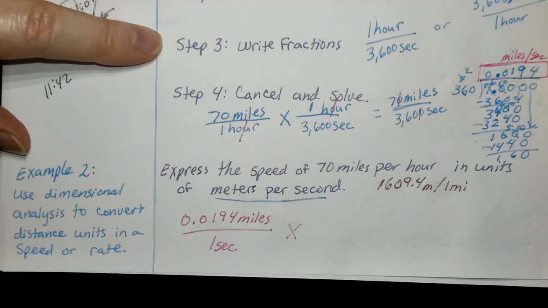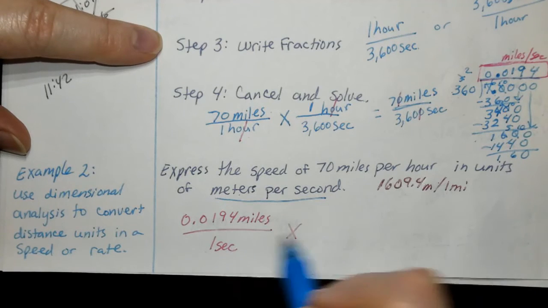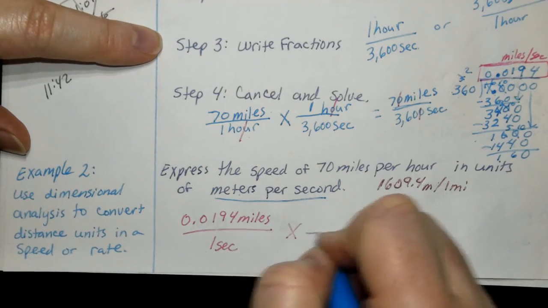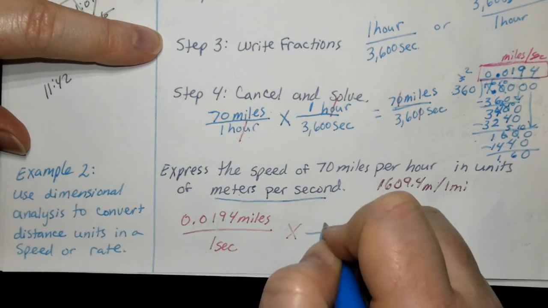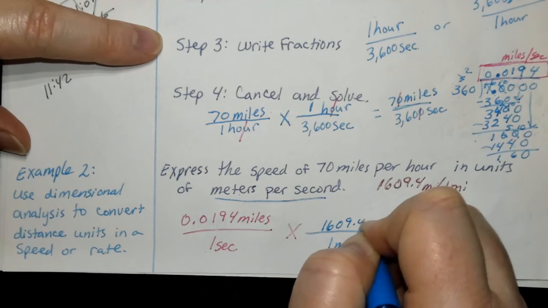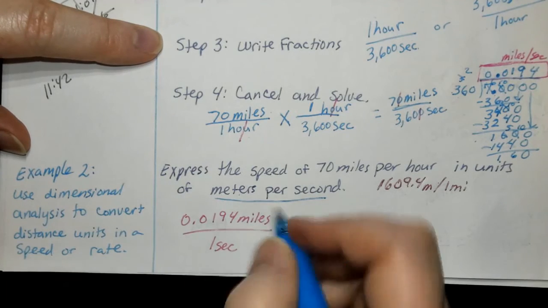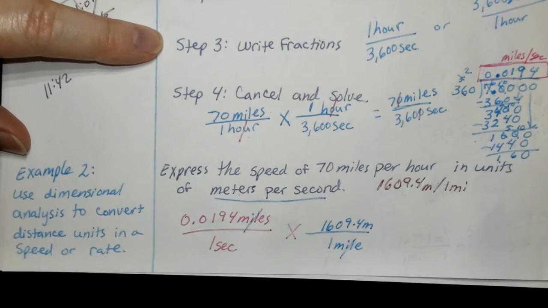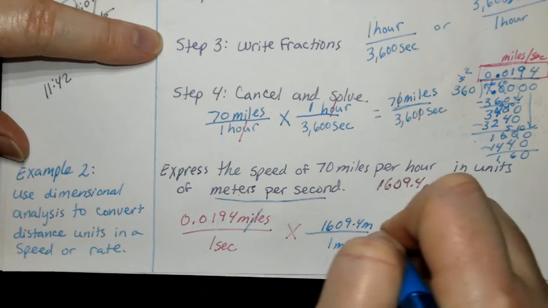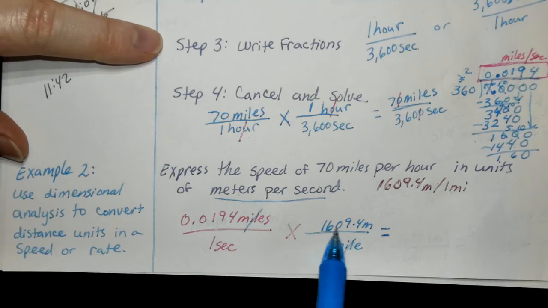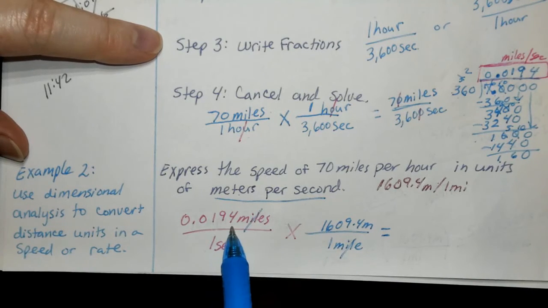So I need to set that up in a fraction to where I can cancel out my miles. So I'm going to have 1 mile on the bottom and 1609.4 meters on the top. Miles and miles are going to cancel because they're diagonal and across a multiplication sign. And then I will work it out. This is a lot of numbers, and we're not in a math class.